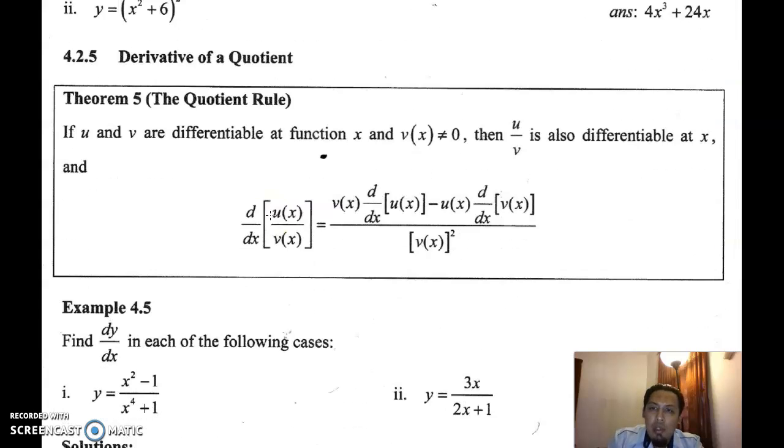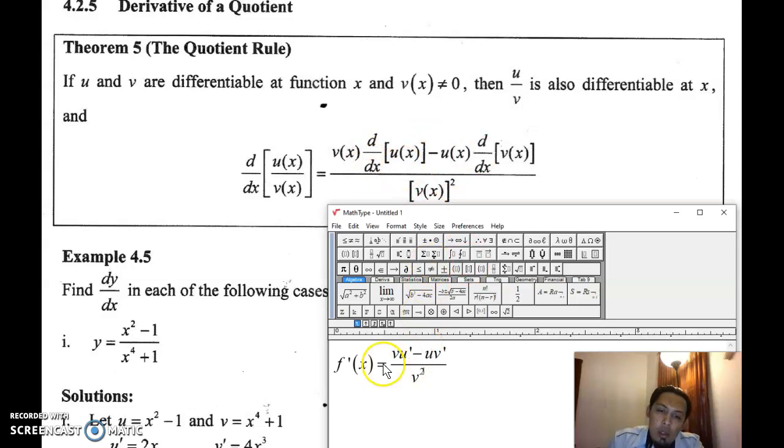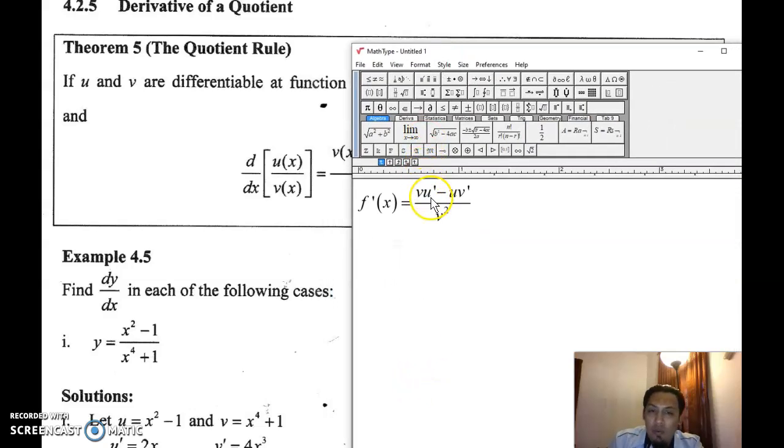The next one is the derivative of quotient. In other words, when you encounter functions that involve division, like this, a division between two functions, in order for us to differentiate, you are going to use this formula. This is the simpler version of it: v u prime minus u v prime over v squared. As you can see, we still involve u and v, and we still need to look for u prime and v prime.